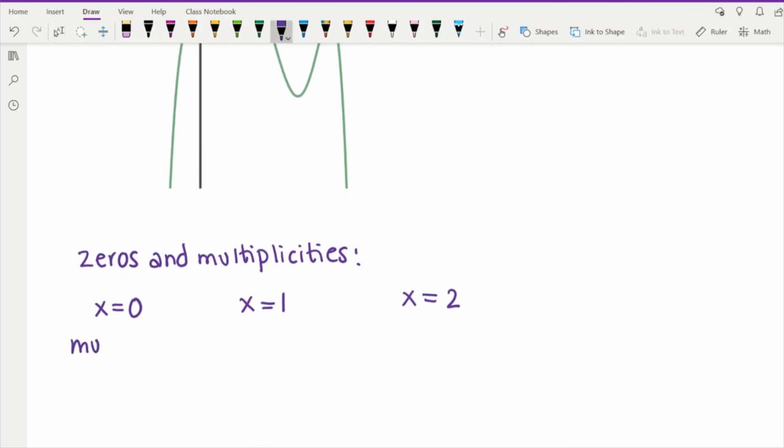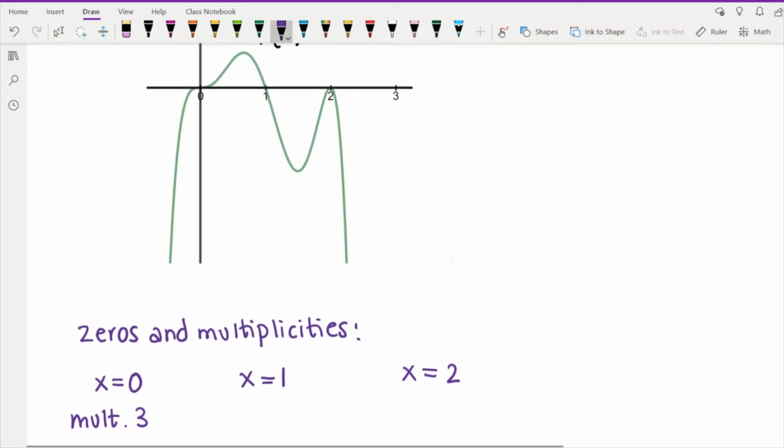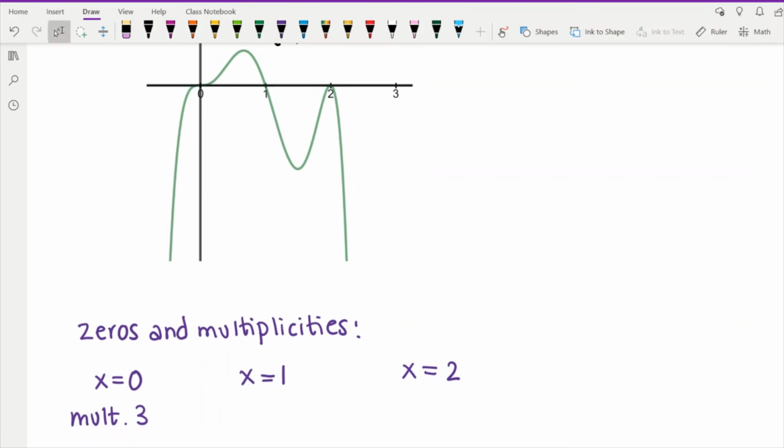It could be multiplicity 5. Generally speaking, in this class, we're not really going to go above multiplicity 4. So for the most part, you can assume that the multiplicity is 1, 2, 3, or 4. So basically, if it looks like it's flattening out at all, it's going to be 3 or 4. If it looks like it's going straight through, it's going to be 1. If it looks like it just bounces straight off, it'll be 2.